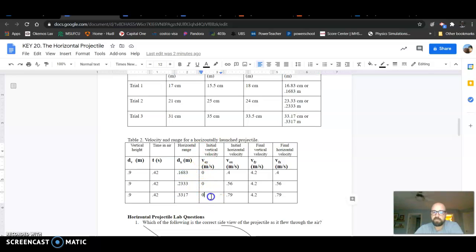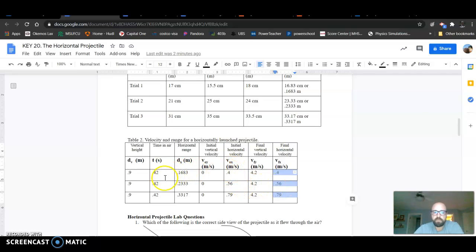Initial vertical velocity, 0. We talked about that from the pre-lab questions. And then to figure out the horizontal velocity, remember this doesn't change the whole time it's in the air. So whatever this column is should match up with this column. That's one thing I looked at when I checked them over: did those match? If they did, then I knew that you did that part right.